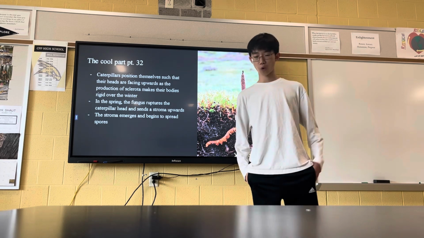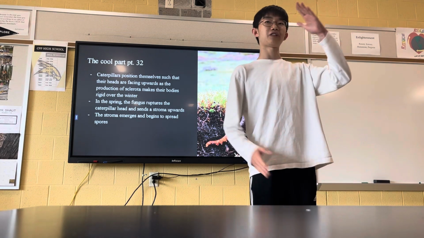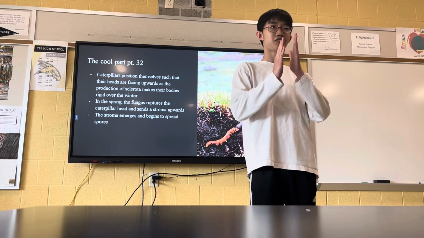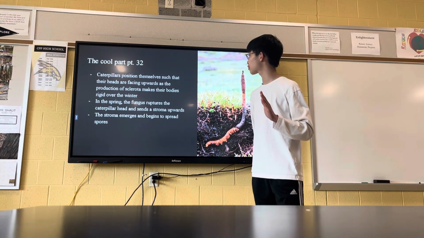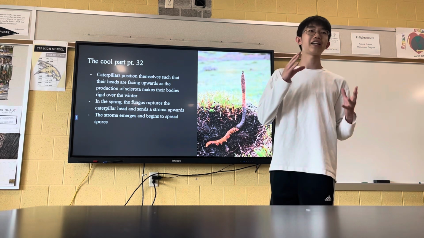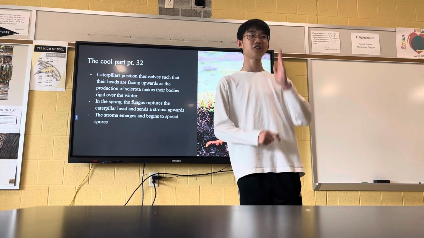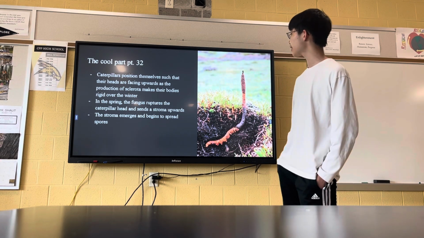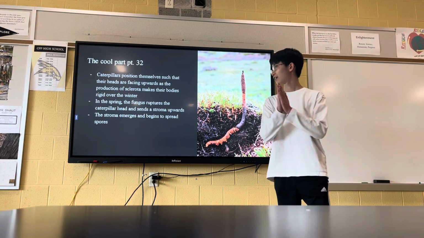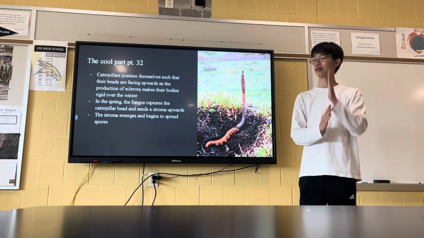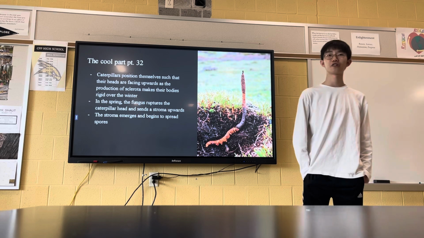Once these caterpillars are infected, they position themselves upright so that their head is facing upwards, vertical underground. The production of sclerota, the food-containing stuff inside their bodies, makes their bodies really stiff. So they're just standing there. In the spring, after the winter, the fungus ruptures the caterpillar head and sends a stroma upwards, emerging through the soil. As you can see here, the stroma emerges and begins to spread spores.